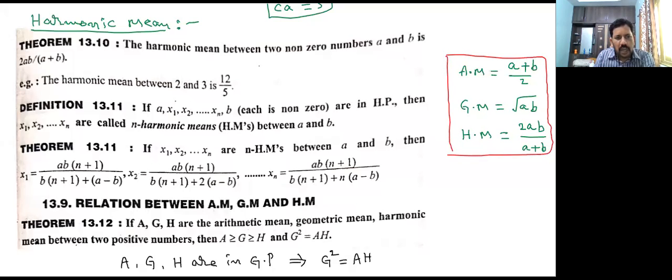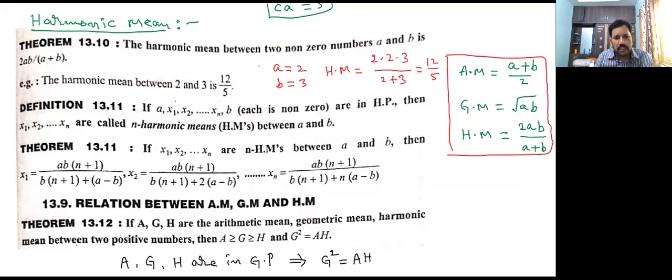Here one example is given. The harmonic mean between 2 and 3 is 12 by 5. How did we get it? Here A value is 2 and B value is 3. What is the harmonic mean formula? Already you know very well, that is 2AB by A plus B. 2 into A means 2, B means 3, divided by A plus B, 2 plus 3. Calculate here, 12 by 5. This is the harmonic mean between 2 and 3.